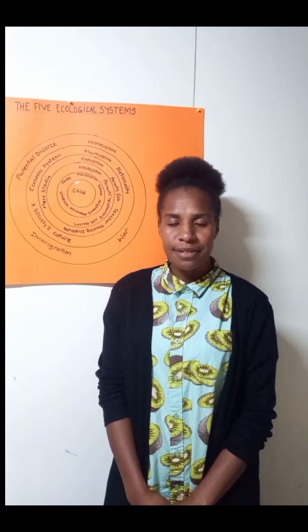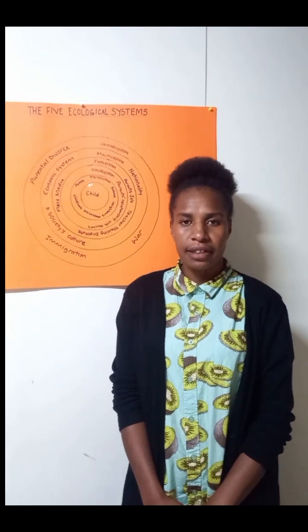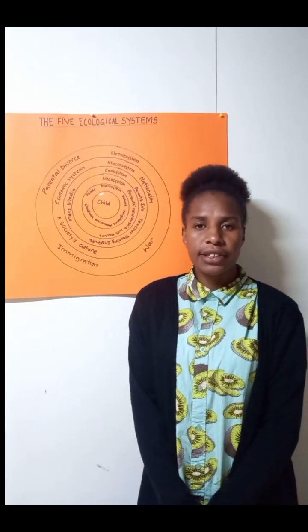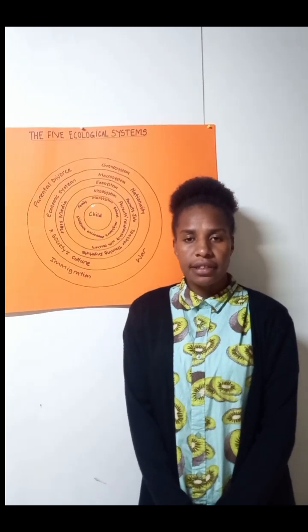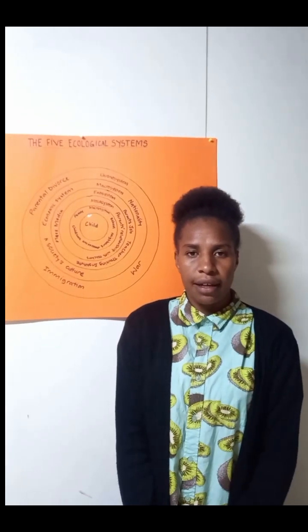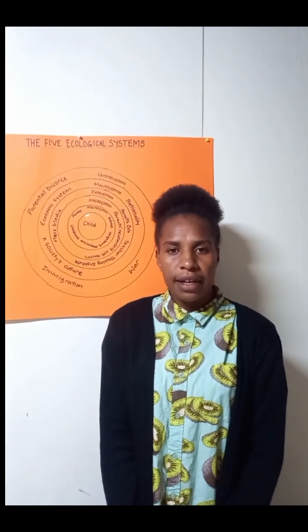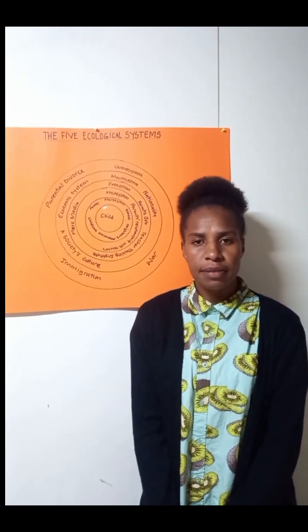Hi guys, in this video we are going to talk about the ecological system theory. It's also known as the human ecological theory. It was formulated by an American psychologist known as Bronfenbrenner in 1979. Conan 2007 has noted that this theory was influenced by Vygotsky's sociocultural and Lewis' behaviorism theory.